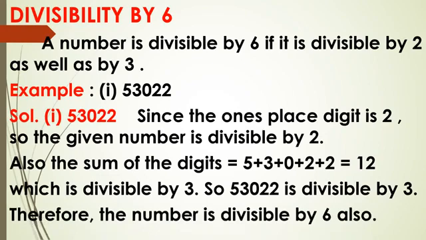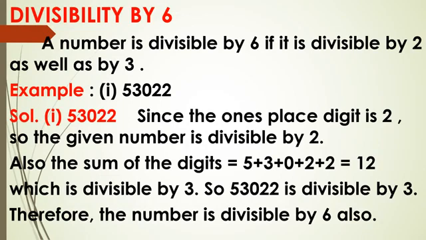Clear? For divisibility by 6, we will check by 2 as well as by 3. If the ones place digit is divisible by 2, then the number is divisible by 2. And if the sum of the digits is divisible by 3, then the number is divisible by 3. And if both the conditions are fulfilled, then the number is divisible by 6 also.